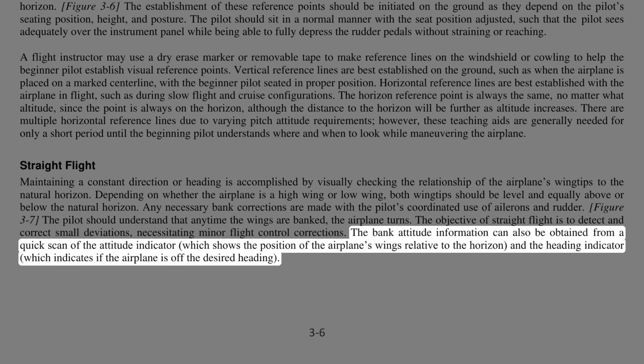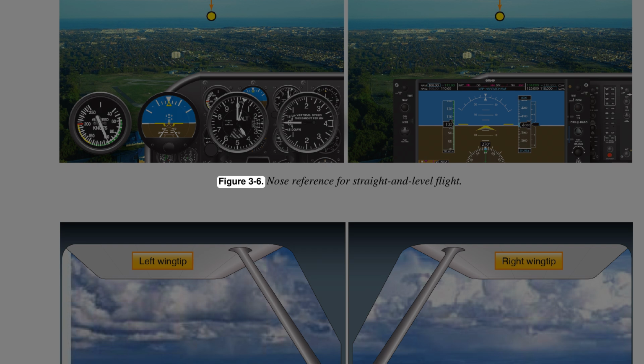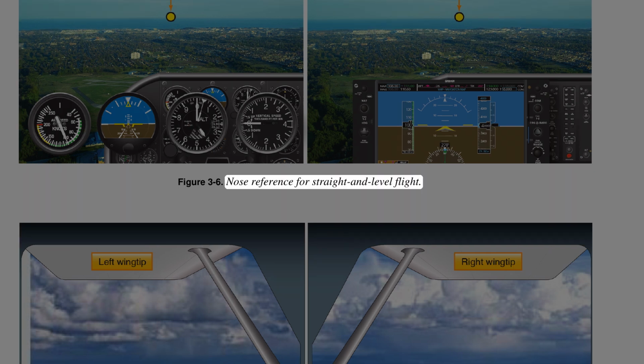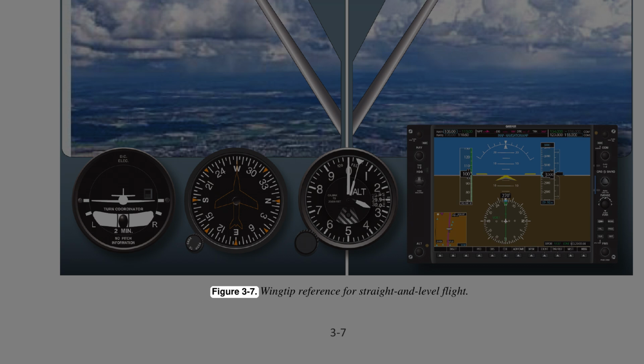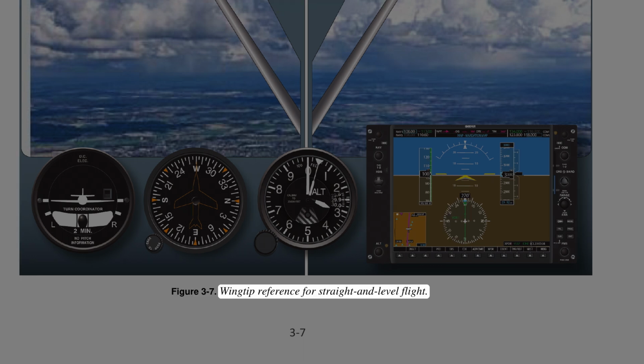The bank attitude information can also be obtained from a quick scan of the attitude indicator, which shows the position of the airplane's wings relative to the horizon, and the heading indicator, which indicates if the airplane is off the desired heading. Figure 3-6. Nose reference for straight and level flight. Figure 3-7. Wingtip reference for straight and level flight.